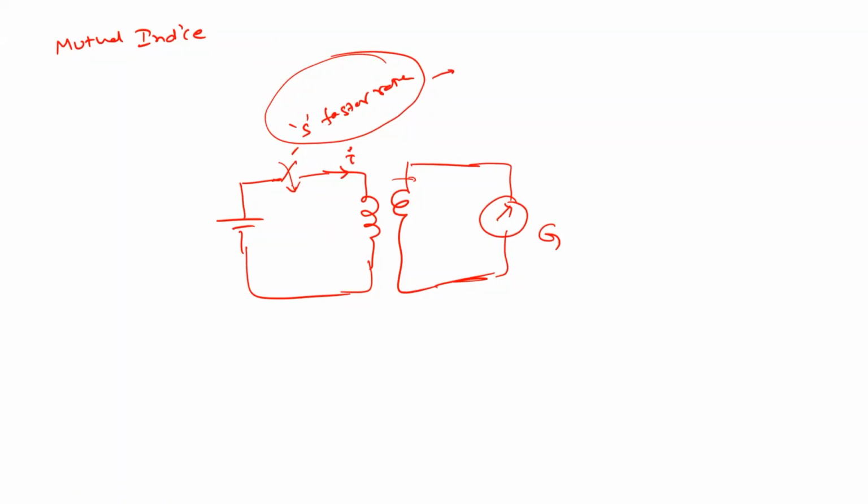So now you understood, right? Why do we operate this switch at a faster rate? If you continuously keep the switch on, there is no change of current. That means the EMF is 0 and the coil is short circuited.